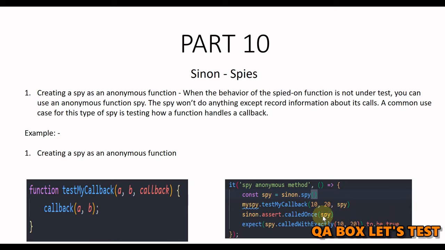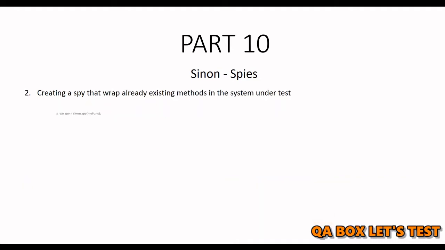All right, the second one is creating a spy that wraps an already existing method in the system under test. There are a lot of variations, as you can see. The first one is how we create the spy: we say var spy, const spy, or let spy, whatever we have to use. I usually prefer let over var. This function wraps the function in a spy, so you can pass this spy where the original function would otherwise be passed, when you need to verify how the function is being used.